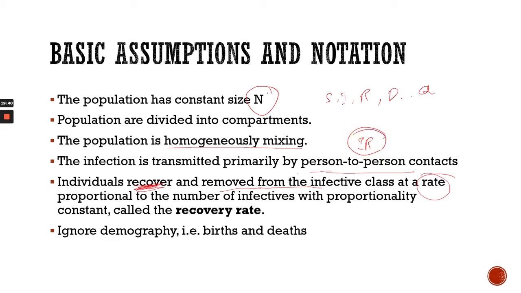So, multiply ang iyang relationship. Okay. And na siya proportionality constant, what we call the recovery rate. In this case, we'll be using gamma for the recovery rate. Also, in this case, para ma-simplify ang problem, we ignore demography, such as births and deaths, and so on.